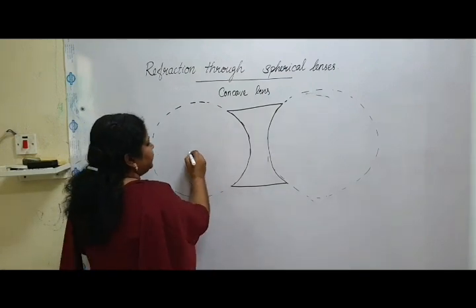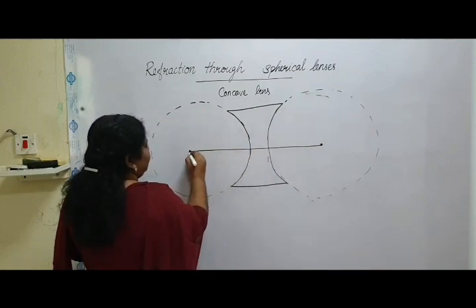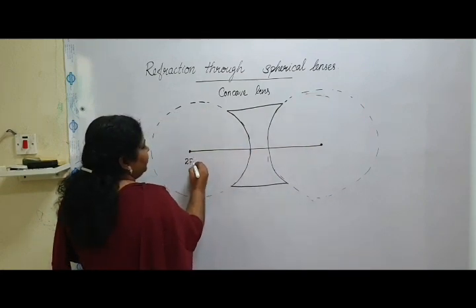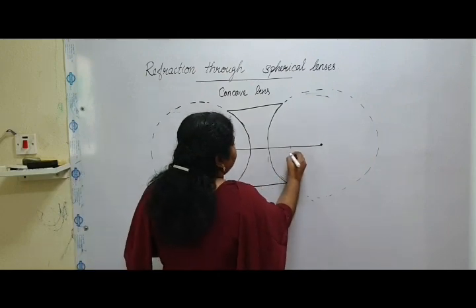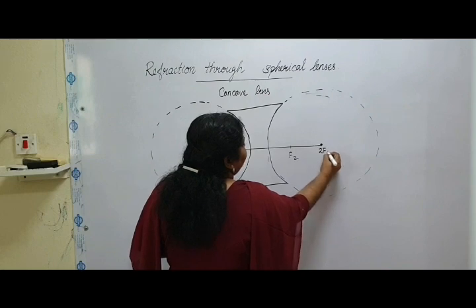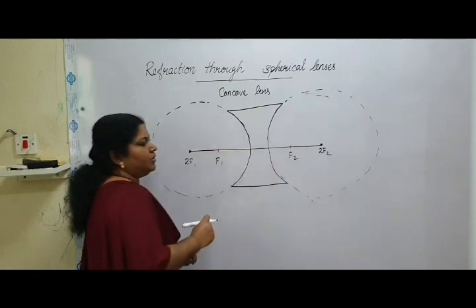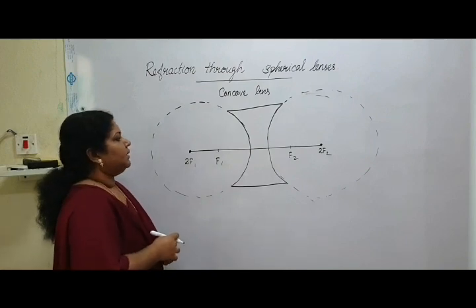Again here you can see there are centers for both the spheres. This is double the focal length, 2F1. This is F1. This is F2. This is 2F2. Now you know what is 2F, okay, double the focal length.